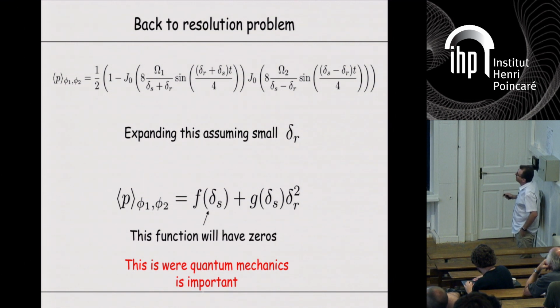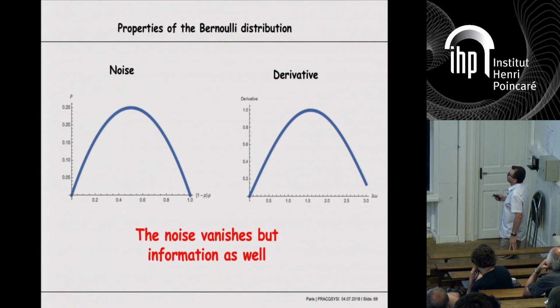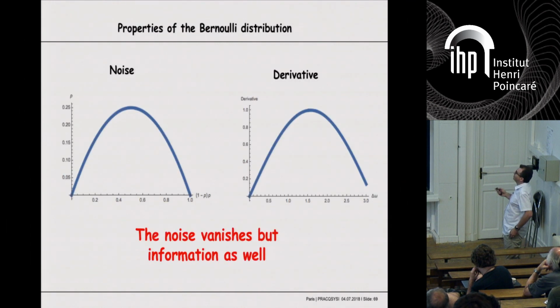Because it's a nonlinear function, this function will have many zeros. So we can just change the detuning until this function goes to 0. And why does this help? If this is 0, now we go back to the original problem I showed you about quantum sensing.